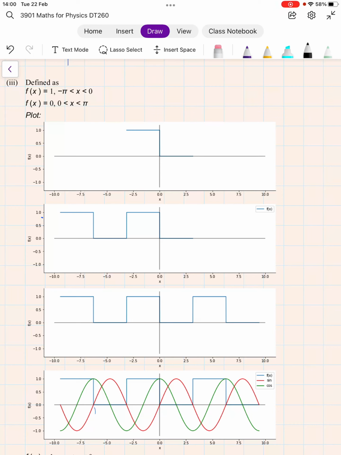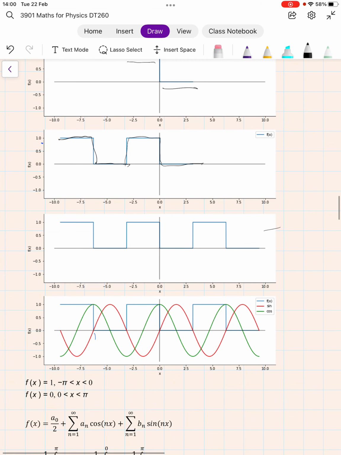The next Fourier example I'm going to do is f(x) equal to 1 from minus pi to 0, and f(x) equals 0 from 0 to pi, like this. So what we have here is a repeating square wave. Down, up again, down, and that's the function.